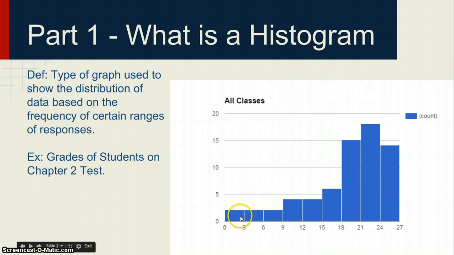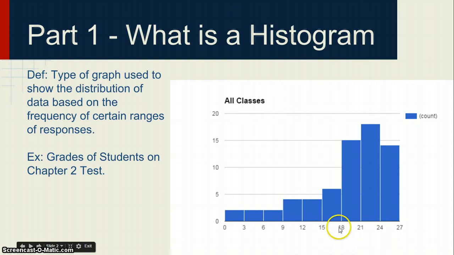This is a collection of data from your Chapter 2 test. So you took a test on Chapter 2 way back in September or October and collected all your data. Down here are all the scores, and up on the left is how often somebody scored in that range. If we look over here where the majority of our data is located, it looks like about 18 students scored between a 21 and a 24, and about 14 students scored between a 24 and a 27. And I believe this quiz was out of 27 points.